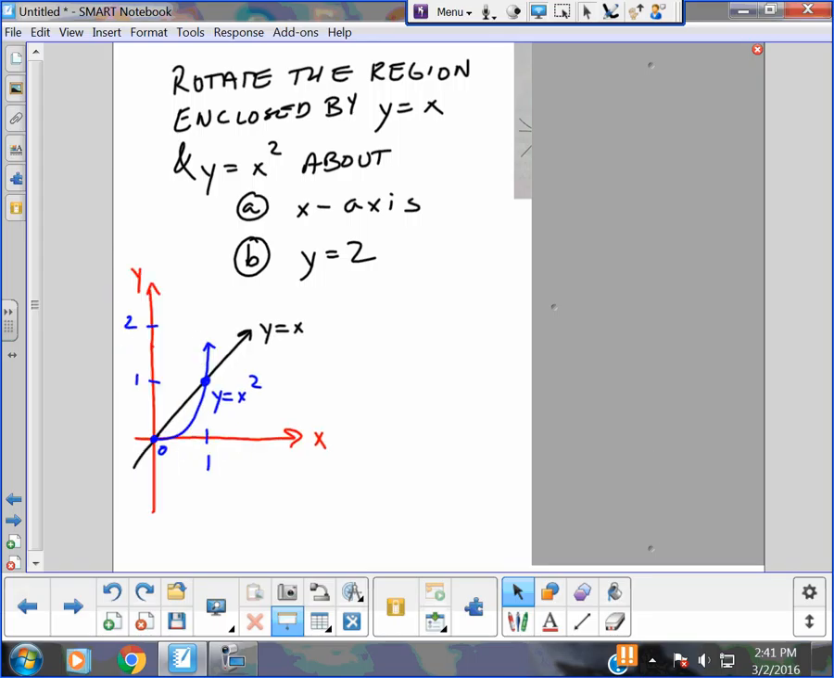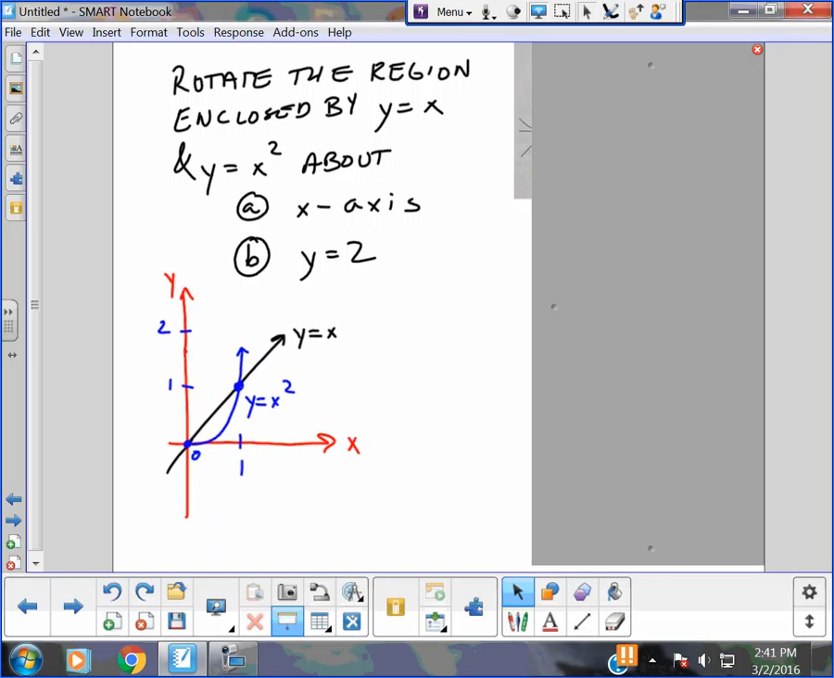Guys, I picked these curves because, again, I think they're easy. I think you think they're easy too. There's the parabola and the line. We can see that little region there in green, and we're going to spin that region about the x-axis. So we make it like a cone? Exactly. It's going to be kind of like a cone.